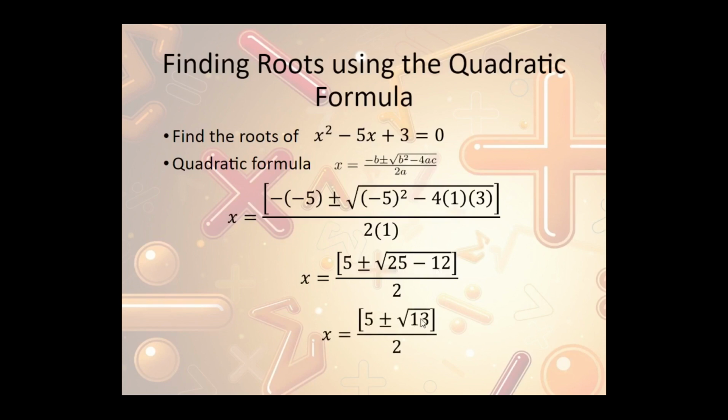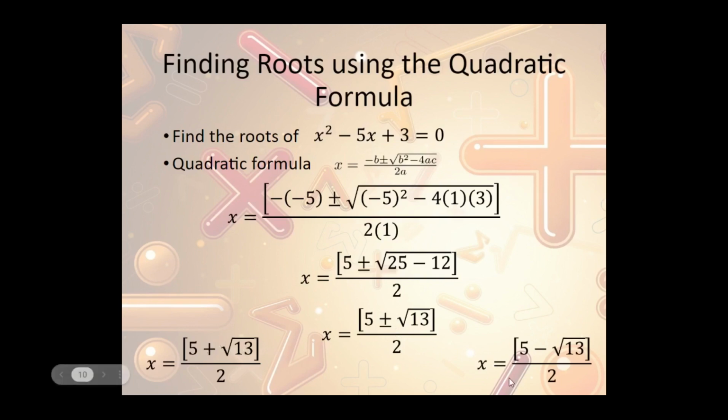Now, notice there is no perfect square root of 13, so we just leave it as is. And we make this a plus, so this is 5 plus square root of 13 over 2. And then the minus part comes in, so this is 5 minus square root of 13 over 2. So anytime you see this plus or minus, that means we're going to do two things. We're going to add it and then subtract it. So we're going to do both to it. So here's our addition, here's our subtraction. These are our two roots.